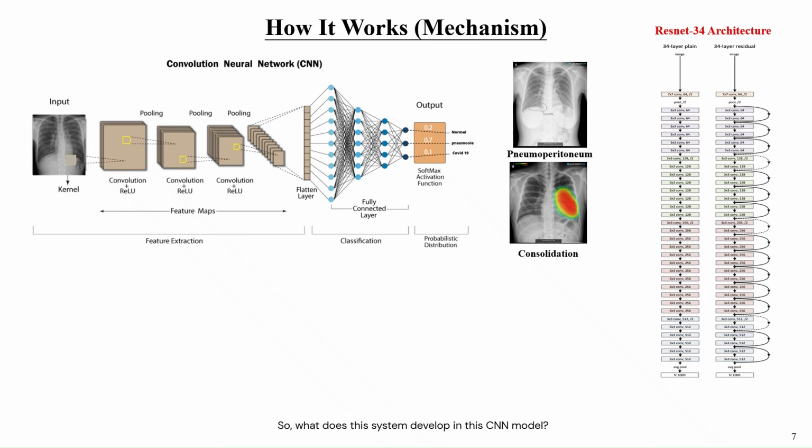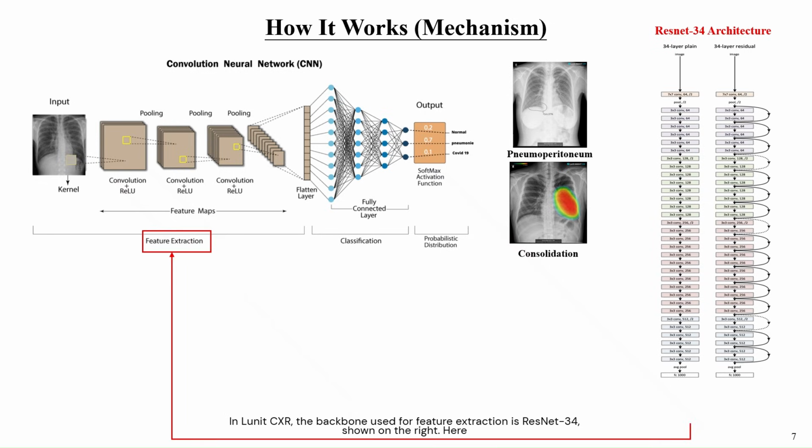So, what does this system use in this CNN model? In Lunit CXR, the backbone used for feature detection is ResNet-34, shown on the right here. Compared to a plain 34-layer network, ResNet introduced skip connections, the curved arrow here, which allow deeper learning while maintaining training stability. This architecture enables high accuracy and robust feature detection even in complex chest X-ray images.